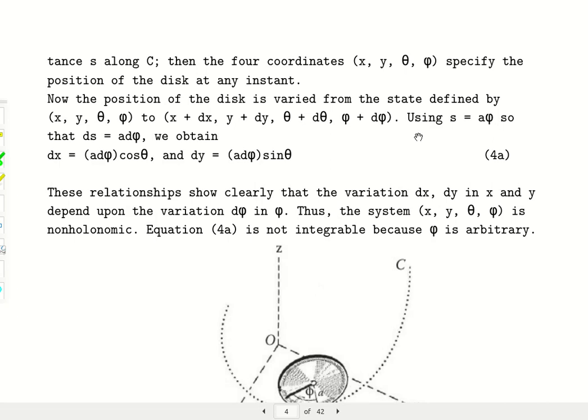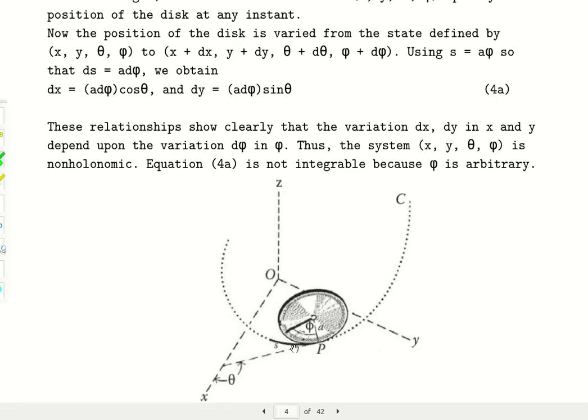Now we have some constraint equations. How? Let s equal a phi, where s is the arc length of the circular path. So you can take s equal to a phi, or ds equal to a d phi. So ds is actually the linear displacement of the rolling disc within the time dt, and d phi is the angle traversed by the radius vector of the disc. So ds equal to a d phi is very simple.